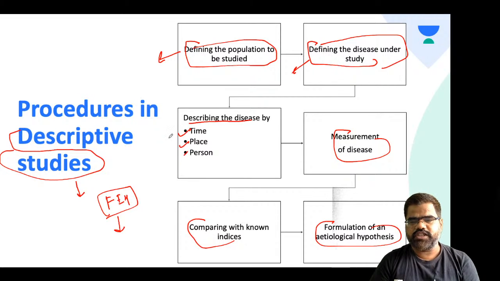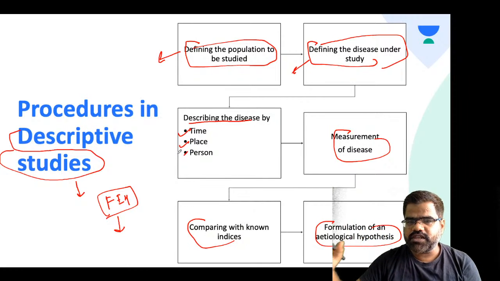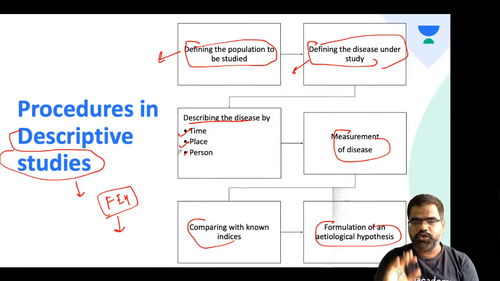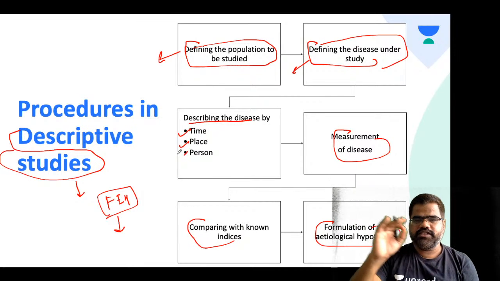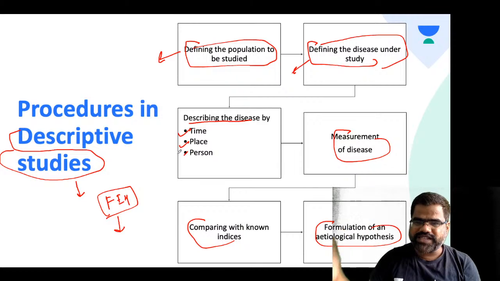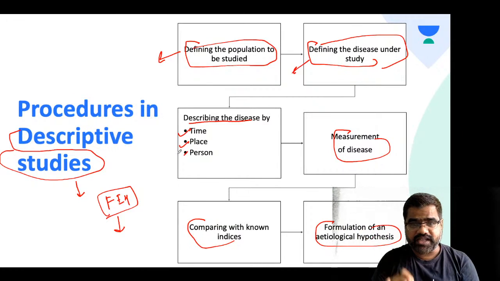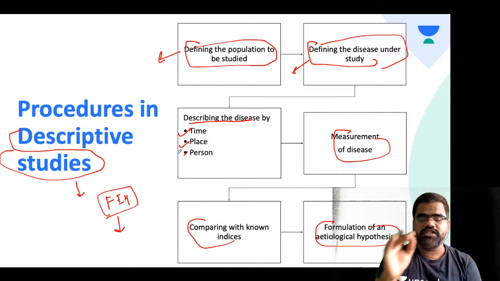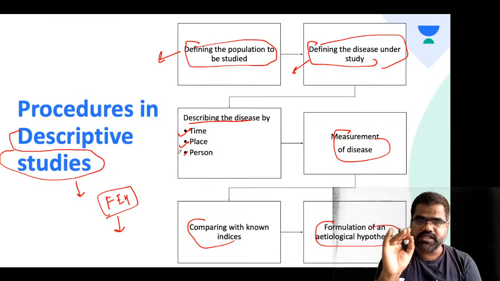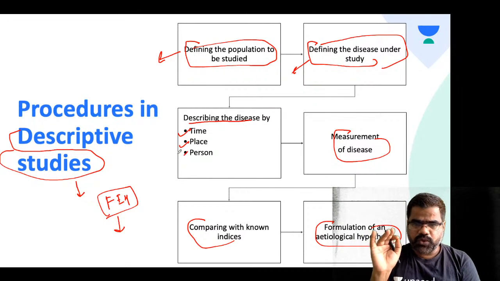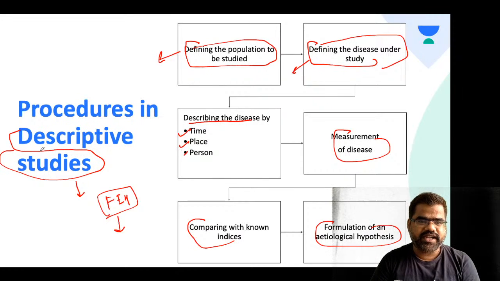You describe the disease with respect to time, place, and person. For example, we say this disease is very common in summer season, this disease is very common in winter season. So you are describing the disease with respect to time. Certain diseases are more common in North India, certain diseases are more common in South India, certain diseases are more common in Western countries. So you are describing with respect to place. Few diseases are more common in children, few diseases are more common in adults. So you are describing the disease with respect to person. Once you do all this, you are ultimately trying to describe the disease and reach a possible etiological hypothesis which needs further testing.